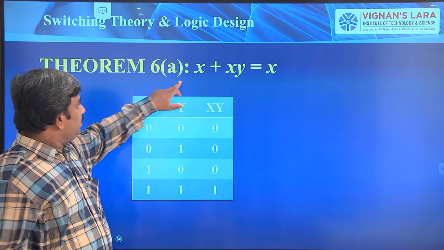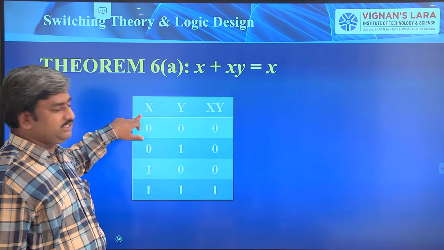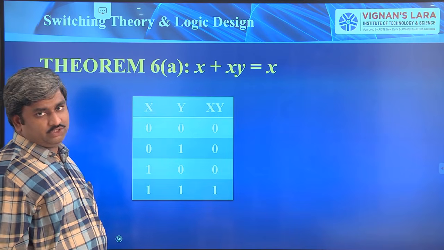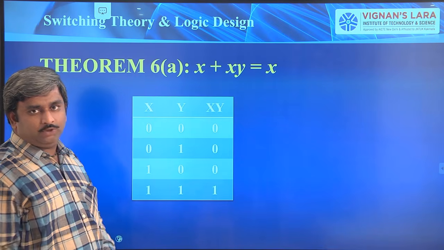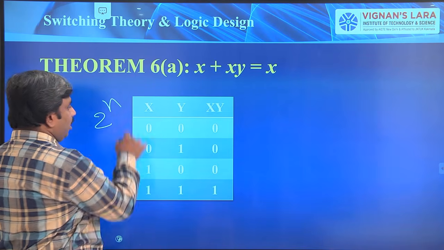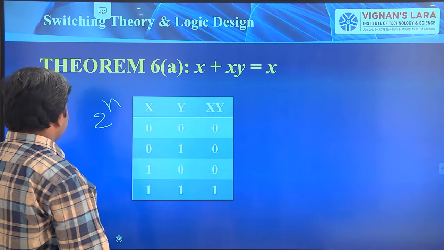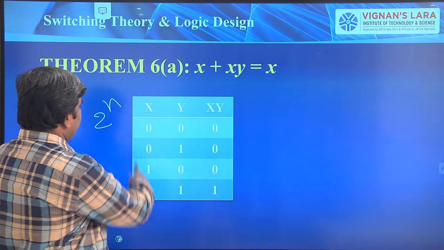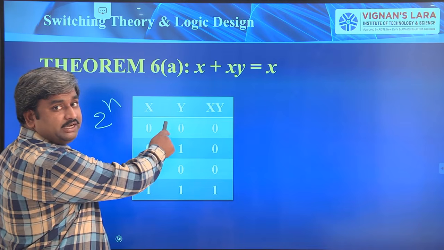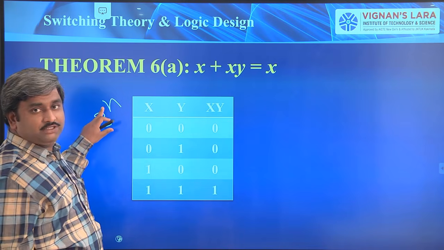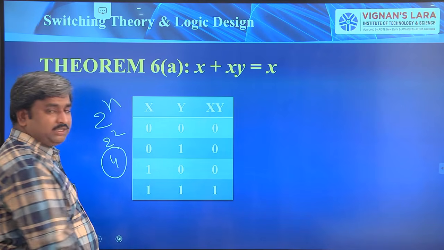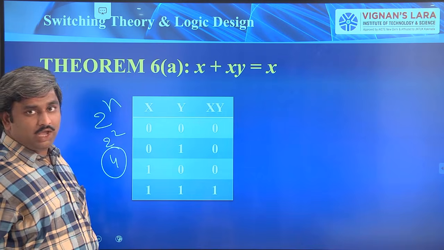So coming to here, we have x and y, two input signals. Now the maximum possible combinations for these two signals we can get by using the formula 2 power n, where n is the number of input signals. Here we have two input signals, that is x and y. So in the place of n, you have to keep 2. So 2 power 2, the maximum possible combinations are 4. So we have to see the possible combinations here.